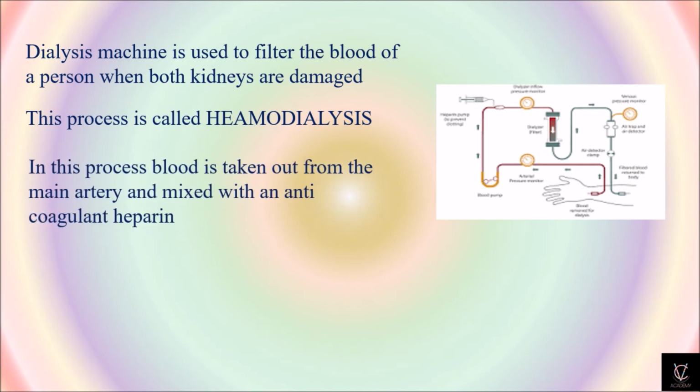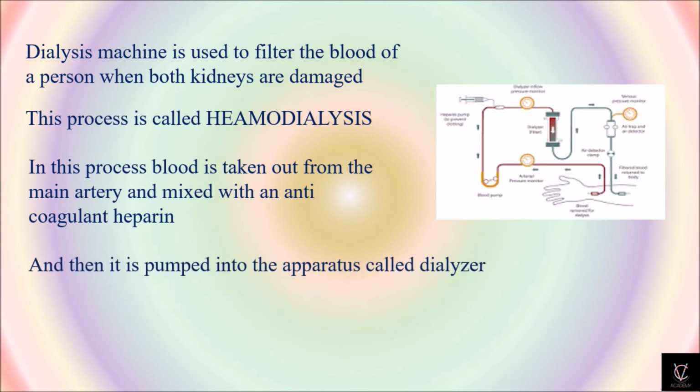In this process, what actually happens in hemodialysis and how it is done, we will see. Blood is taken out from the main artery and is mixed with an anticoagulant called heparin, and then it is pumped into the apparatus called the dialyzer. So initially, the blood is taken out from the main artery and mixed with the anticoagulant substance called heparin, and then it is pumped into the dialyzer.